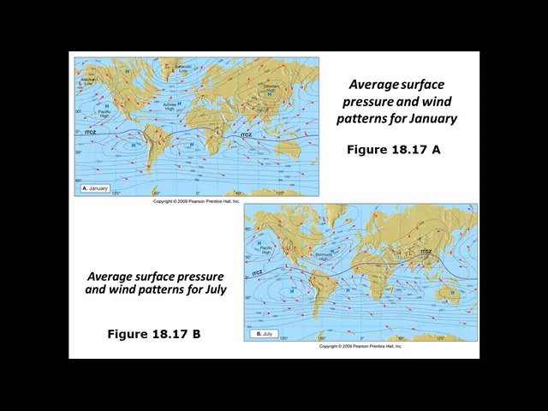In general, you can see that in January you have a lot of high pressure systems. In January, in the northern hemisphere, the continents are colder than the water. This causes more sinking air over the continents. That causes high pressure systems. In July, the continents are warmer than the water. The warm continents cause the air to rise, causing low pressure systems. You can see that the pressure over the oceans doesn't change too much from season to season, but the pressure over the continents changes drastically.